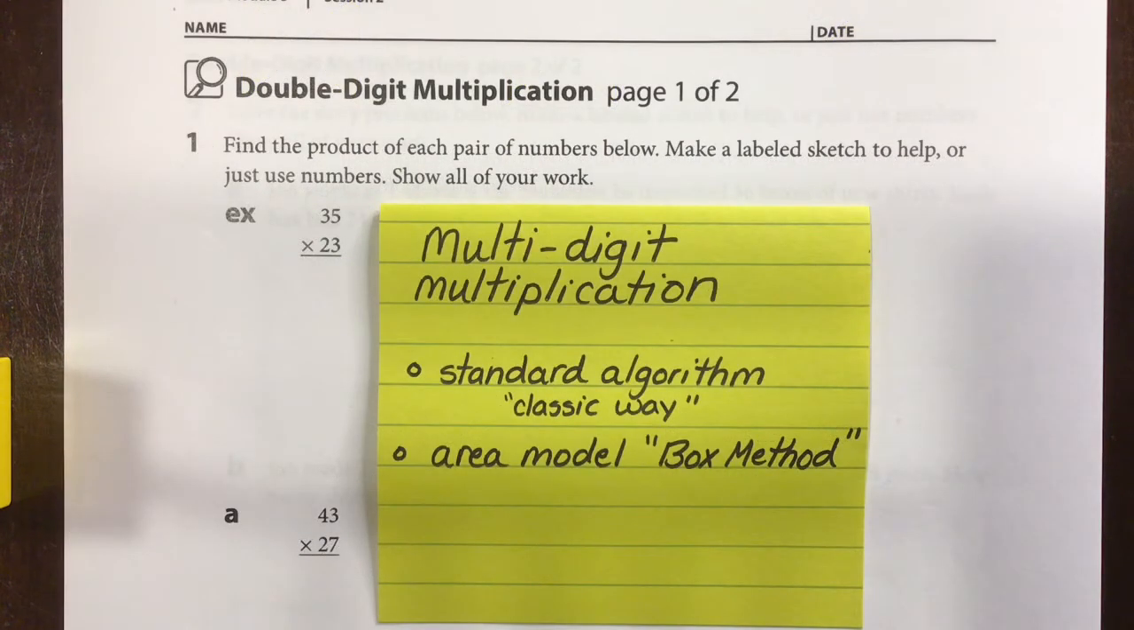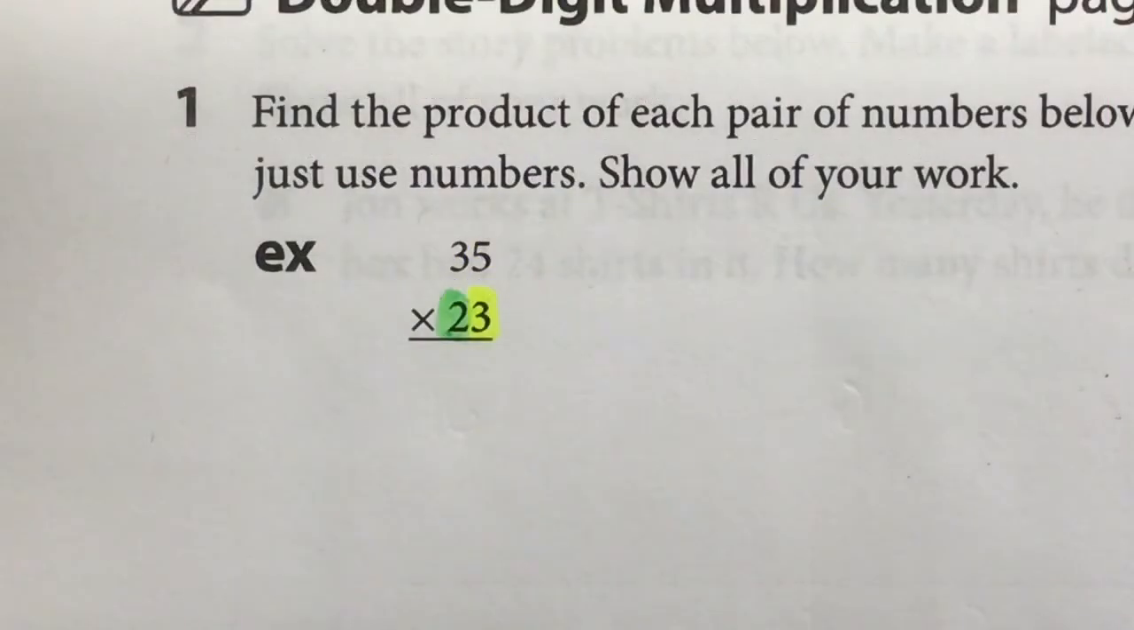On page 135, you're going to find the product of each pair of numbers below. You can make a labeled sketch to help or just use numbers. Show all your work. So, fifth graders, you have two ways of solving this. You can use the standard algorithm, the classic way, or if you're more comfortable, you can use the area model or the box method to help you solve these problems. Okay, let's solve 35 times 23 using the classic way or the standard algorithm.